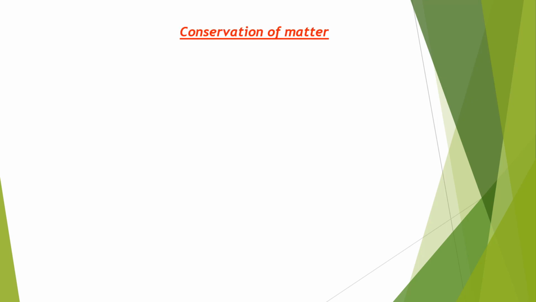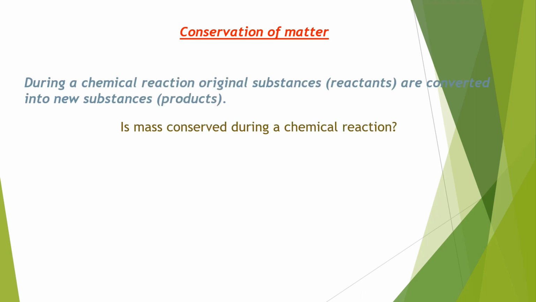Hello, my dear students. Today we will talk about conservation of matter. During a chemical reaction, original substances (reactants) are converted into new substances (products). Is mass conserved during a chemical reaction?